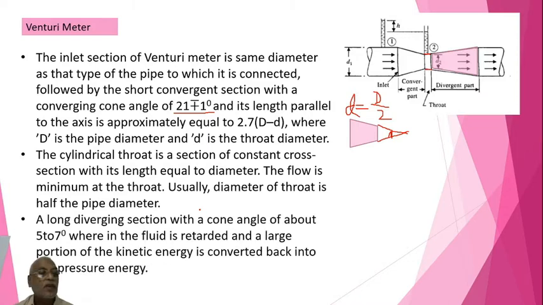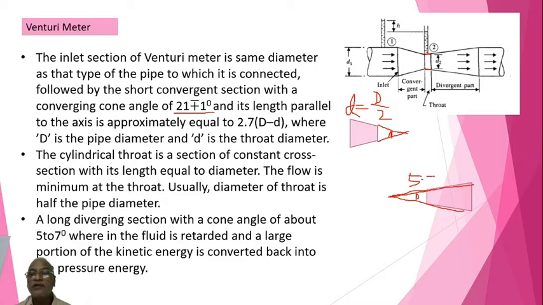Next, a long diverging section with a cone angle of about 5 to 7 degrees, wherein the fluid is retarded and a large portion of the kinetic energy is converted back into pressure energy. If you take it out and extend these sides, whatever angle is made over here, this angle is quite less. This is only 5 to 7 degrees.